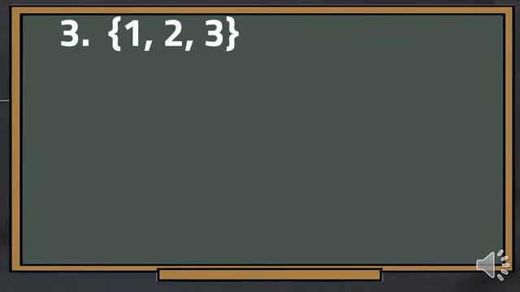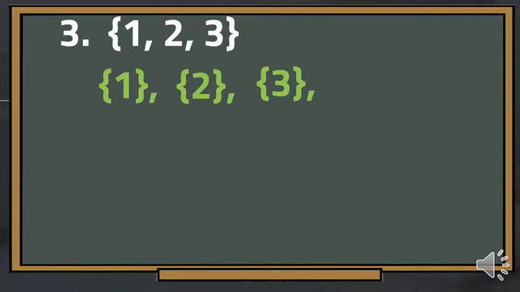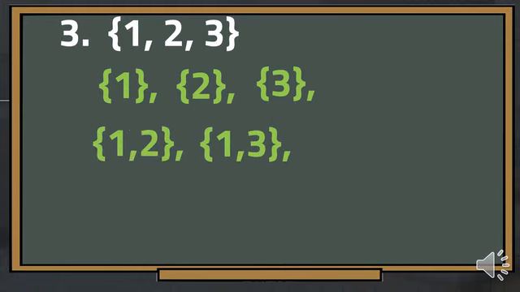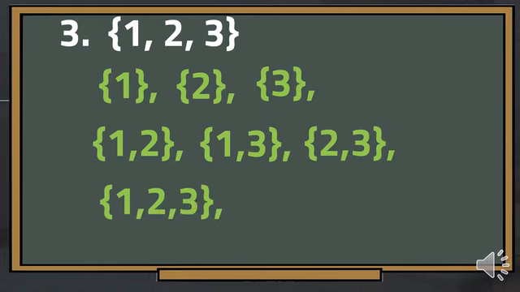Okay, how about this? Okay, let's be more systematic now and list the subsets by how many elements they have. So una, the subsets with 1 element: 1, 2, and 3. And list down the subsets with 2 elements: 1 and 2, 1 and 3, and 2 and 3. And don't forget the whole set, the set itself, and the empty set. Okay?